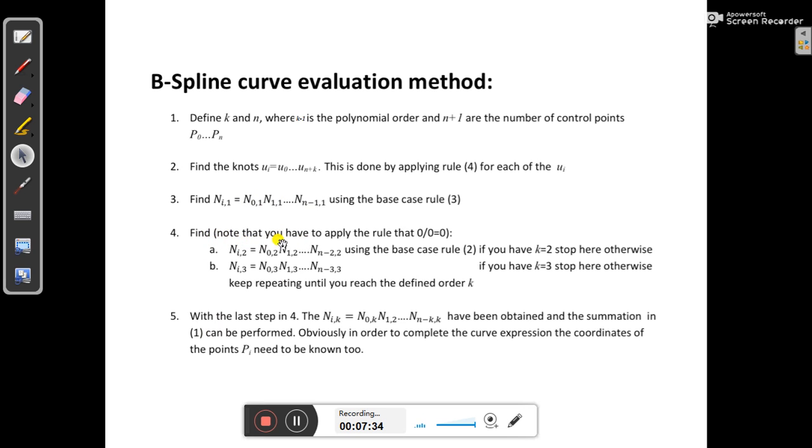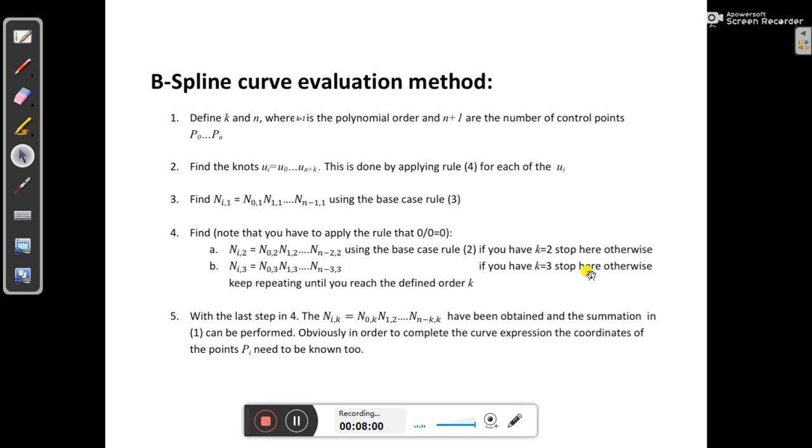Fine. Note that you have to apply the rule that 0 by 0 equals 0. Here, in a computer or in an if-else condition, if we put 0 by 0 as infinity, then it will not work. We need to put 0 by 0 equal to 0. That is why it says Ni,2 equals N0,2 and so on, if it is 2, if it is 1, and N,i3 like that.